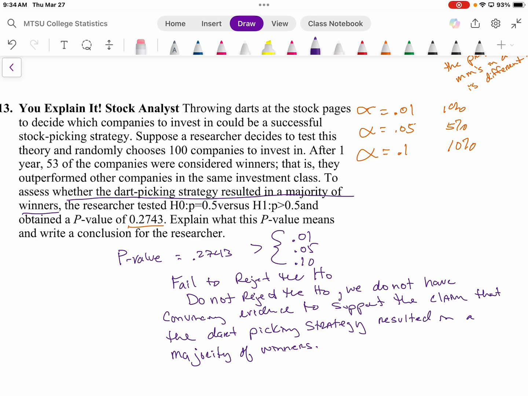Again, we would just say it's a nice little coincidence that it was 53 out of 100, 53% picking winners. It was just lucky that he got the majority of winners by doing the dart picking method in his one sample. But it doesn't mean that we have convincing evidence to support that that's how we should do it, and that we're always going to pick the majority of the winners by that method.